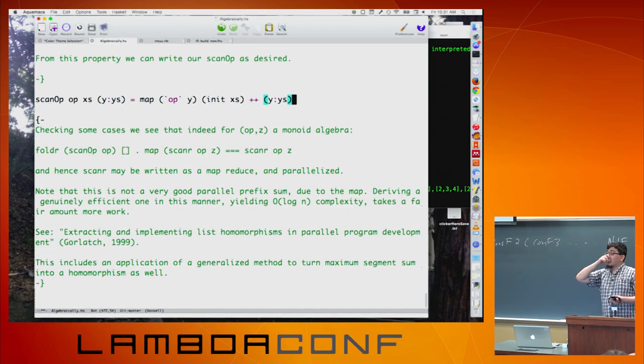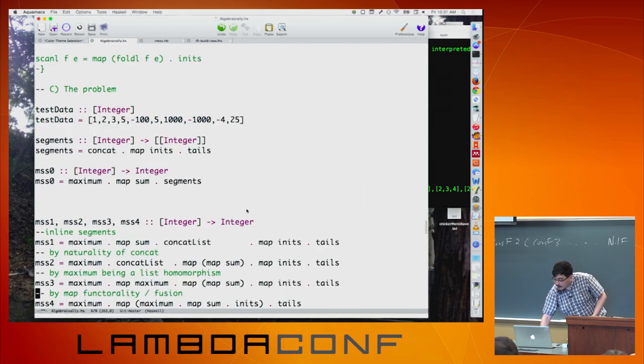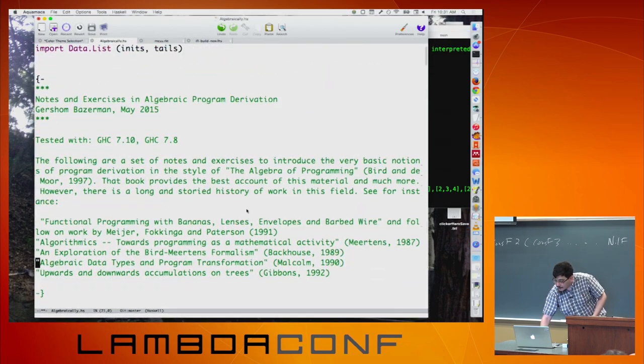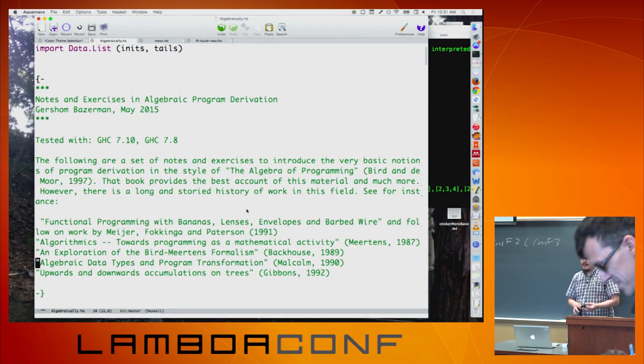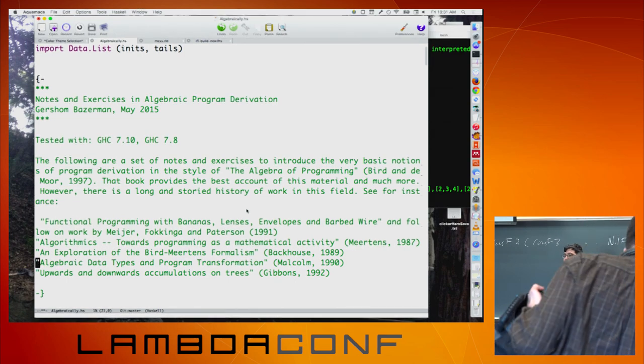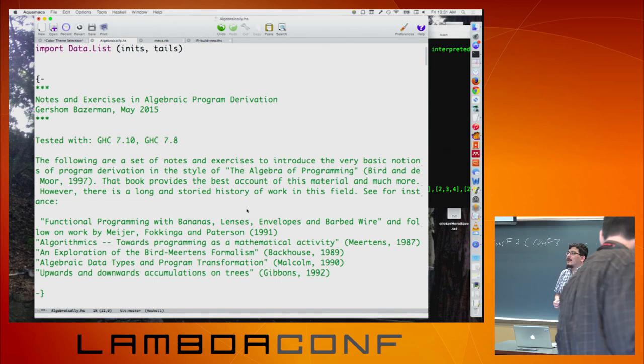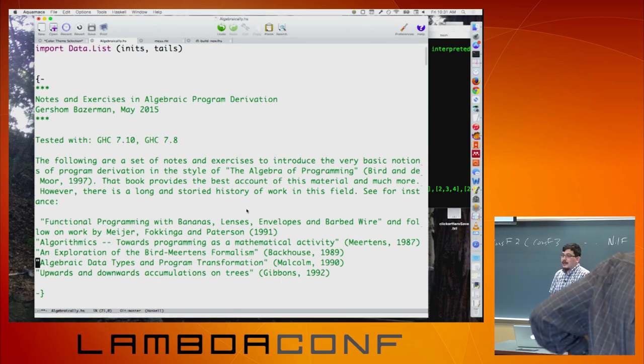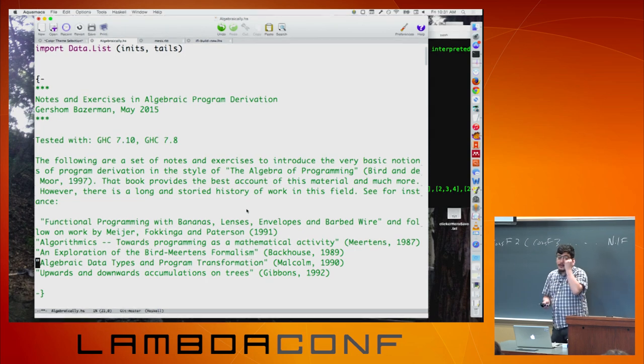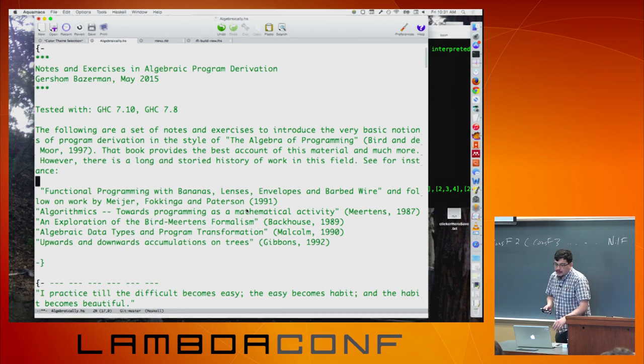You've got a bunch of things here for the reading. What do you recommend doing first? What would I recommend doing first? I don't know. I think the one thing, if you're only going to do one thing, you take the time to get the Algebra of Programming book and do it start to finish. But that's very dense. Some of the materials should be enough to maybe reapproach the functional programming with bananas, envelopes, and barbed wire. Gibbons has a bunch more papers that I didn't cite. The Malcolm PhD dissertation is great.